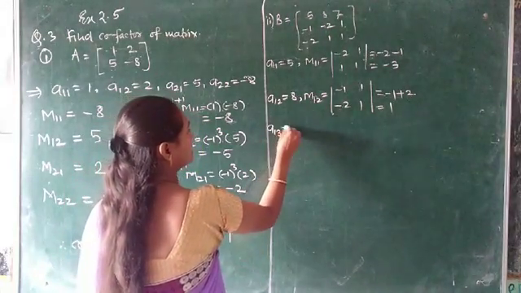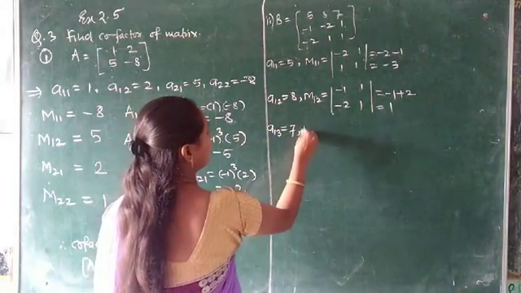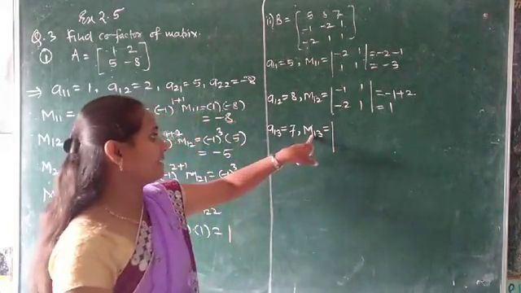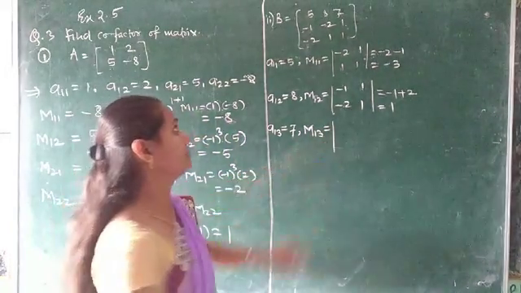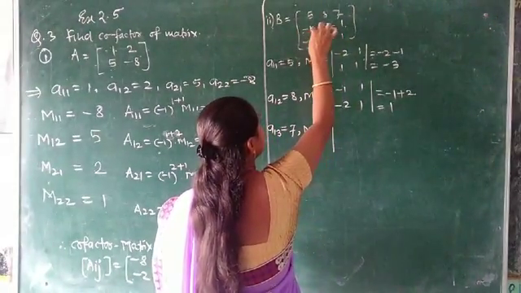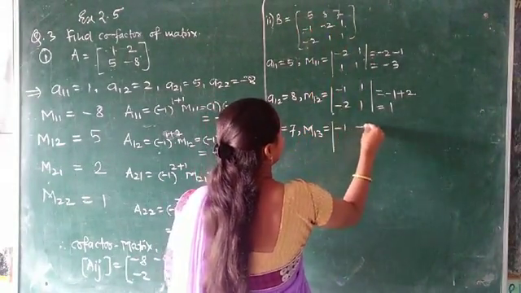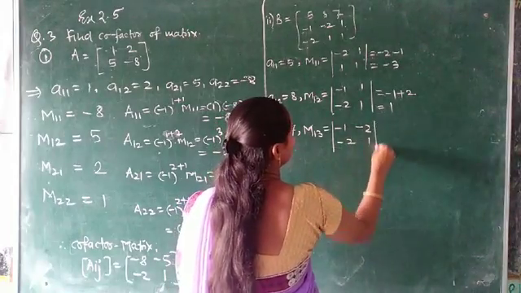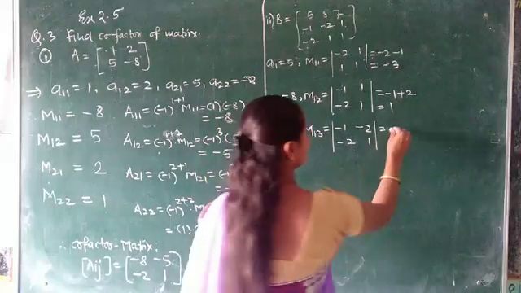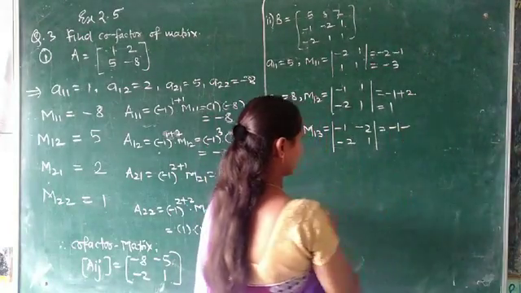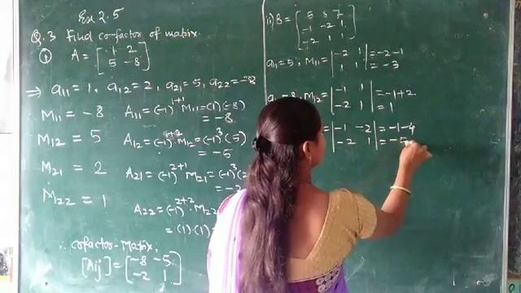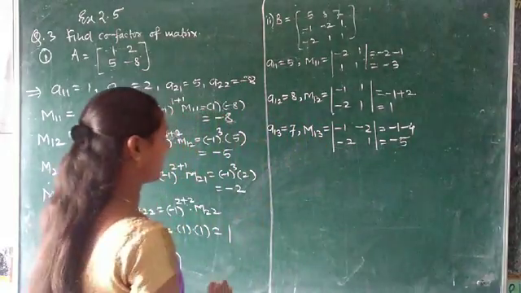A13 is equal to 7. Therefore, M13. Now we delete the first row and third column. The remaining determinant is [-1, -2; -2, 1], which is minus 1 into 1, minus 1. Now here minus sign and minus 2, that is plus 4. So it is minus 5.